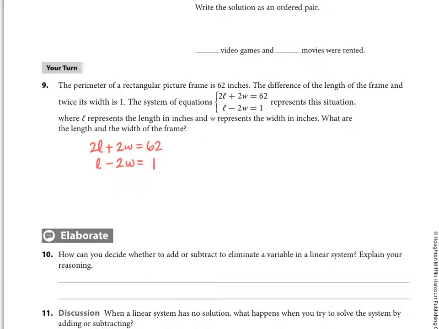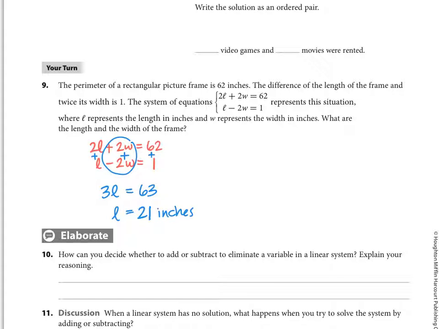I am looking at my W terms and seeing that they both have a 2 in front of it. One's a positive 2, one's a negative 2. And I know that if I add them, add positive 2 plus negative 2, that will become 0, which means I need to add everything else. I get 3L equals 63, which means my length is 21. And this is in inches. What's important is, since we're in a context, we need to make sure our answers make sense and that we're including the units. Very, very important.